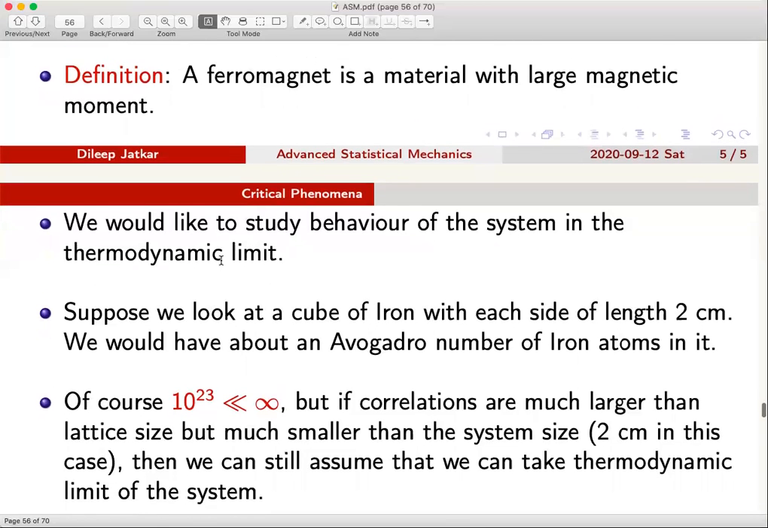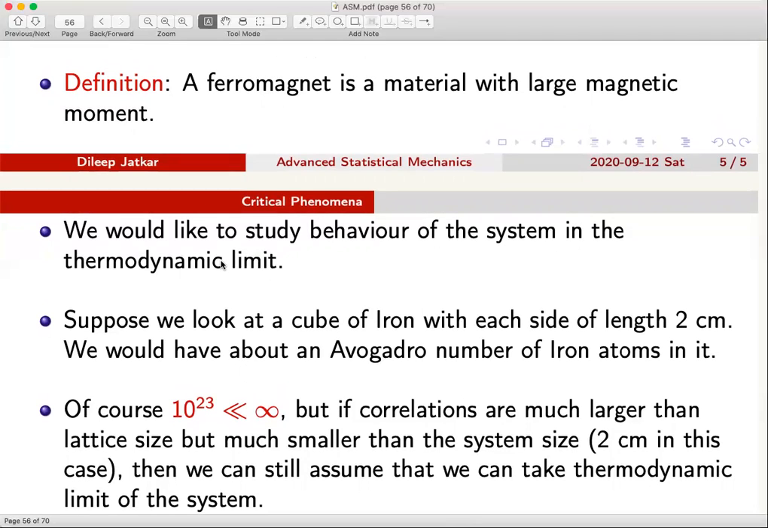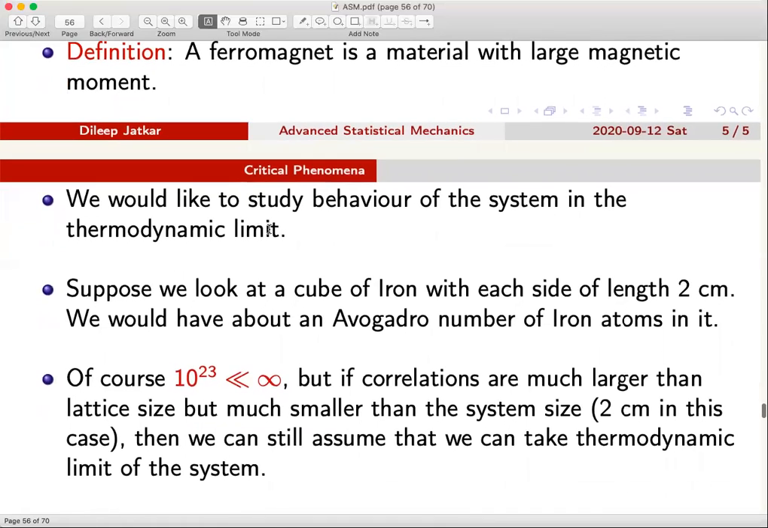Now, Avogadro number is quite a big number, of the order of 10 to the 23, but it is still much, much smaller than infinity. So if you take a system which is 2 centimeter by 2 centimeter by 2 centimeter, it would be difficult to say that you are actually talking about the thermodynamic limit of the system. Nevertheless, when you are trying to study a system, you would want to ask a question about a system of larger size, maybe not 2 centimeters, but imagine 1 cubic meter. That would make this number go from 10 to the 23 to maybe 10 to the 35 or something. But that doesn't make much of a difference because infinity is way out anyway.